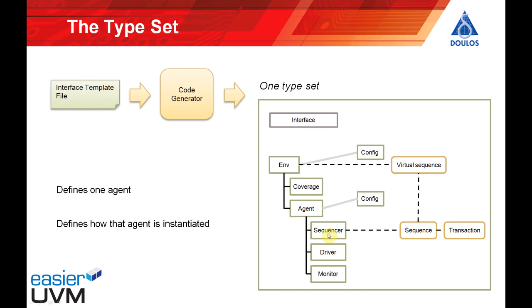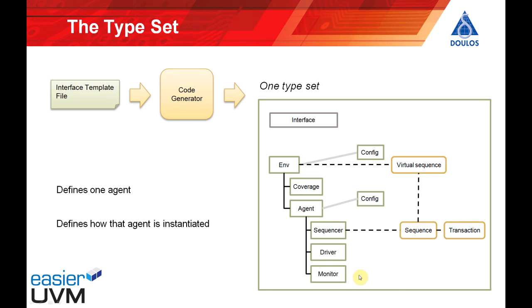So here you have an agent, its sequencer, driver, monitor, sequences that run on the agent, transactions, configuration classes, and so on. But the interface template file also defines how that agent will be instantiated, so in this case within its own env. And there's a few choices here. It's very important that you understand those choices. It's also very important that you get this concept that for each interface template file you have one type set.